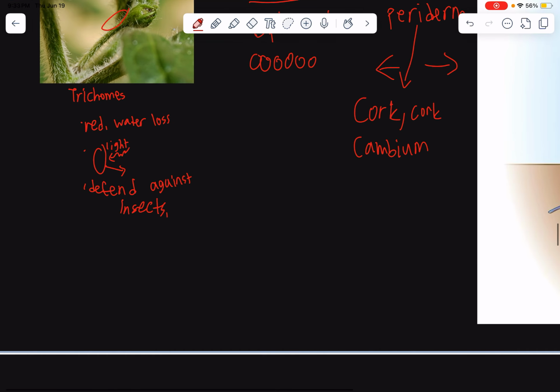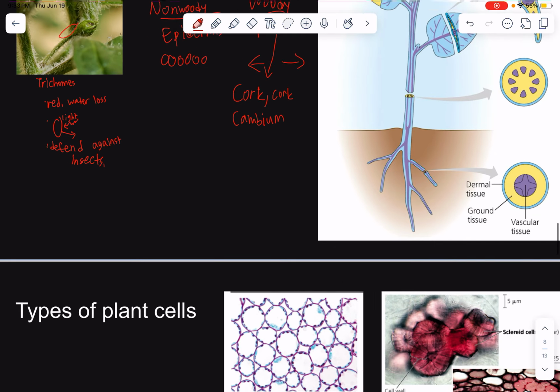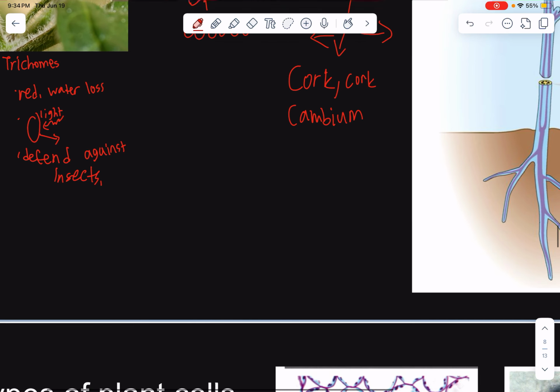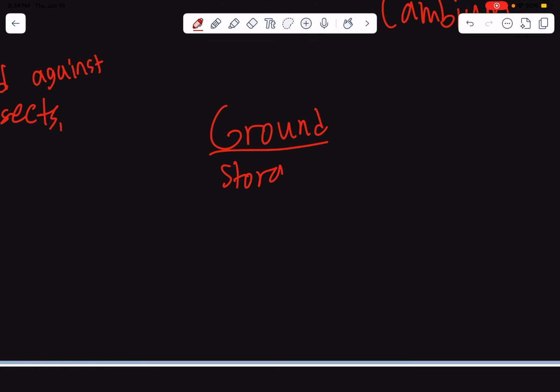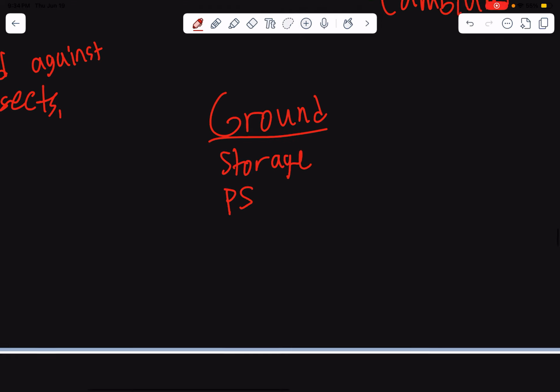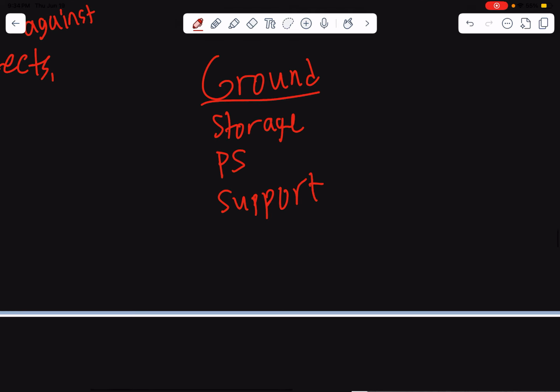Now let's go back to our vascular model. Let's go to ground tissue. Ground tissue is tissue that is neither vascular nor dermal. It can perform storage duties. So let's write that down. It can perform storage, photosynthesis, support, and short distance transport functions.